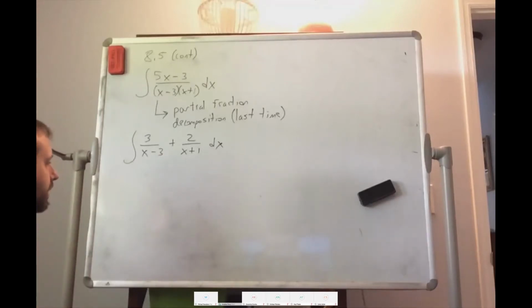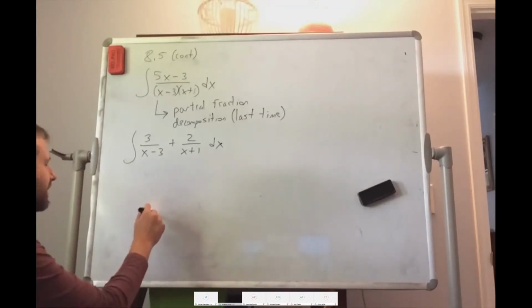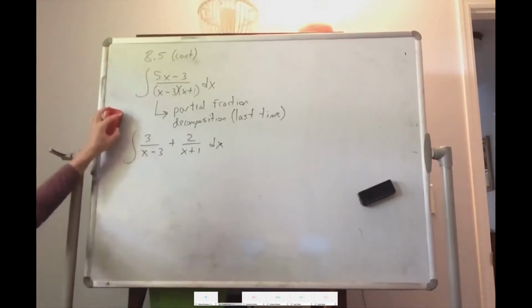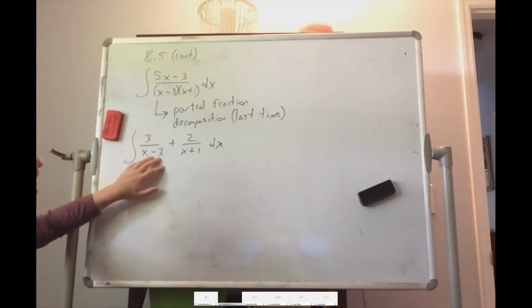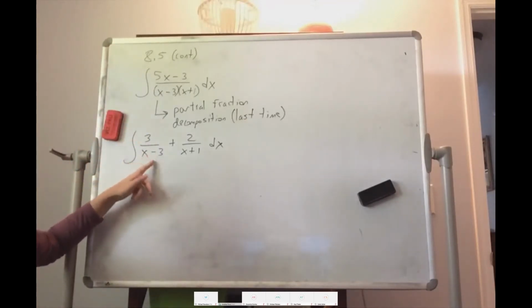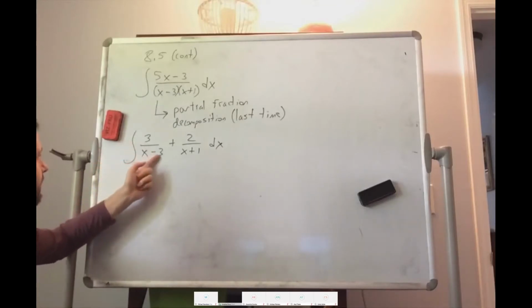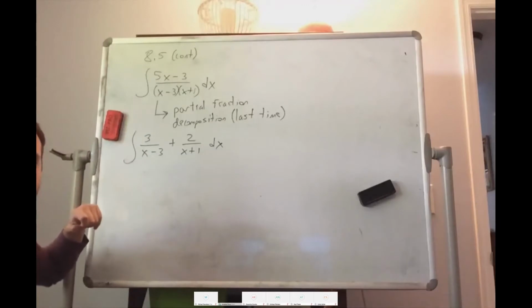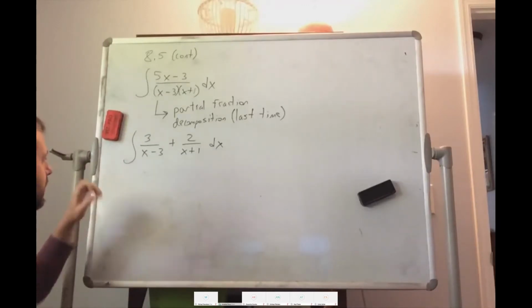Now, once you get down to these baby parts, there are basically a couple of things that could potentially happen. The thing that we have right now, how would I integrate something like 3 over x minus 3? Well, this is just a natural log, except we've got a minus 3 in there, a constant, but we can always deal with those by little u-du substitutions.